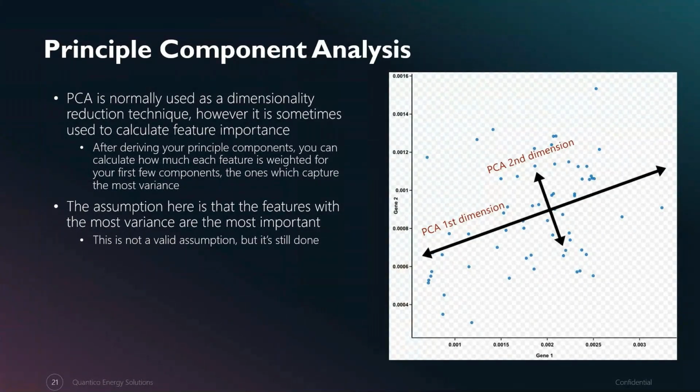PCA is an unsupervised algorithm, so it's not looking at your target. It's not really looking at the relationship between your features and your target variable, which, for our car model example, would be a car value. Instead, it's just looking at variance. And so there's a very big assumption here that the features with the most variance are the most important, which is not always the case. But this is still something that I've seen done.